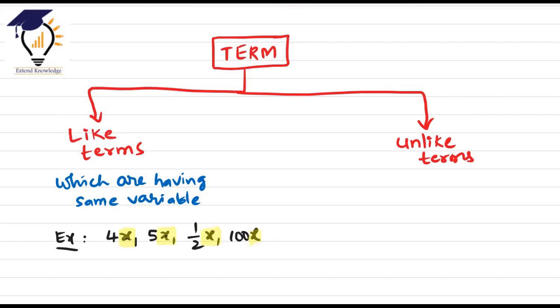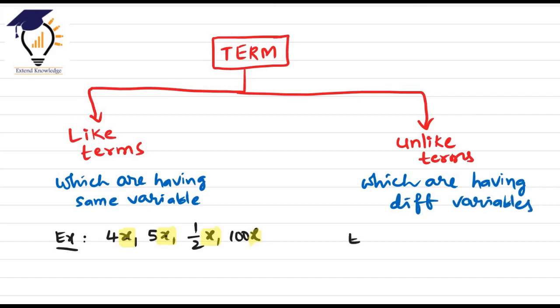Then what about unlike terms? Those which have different variables, where there is no common variable. I'll put one example: 7x, 3y, 4k, 8b. Let's observe the variables: x, y, k, b. All have different variables, right? So these are called unlike terms. As we have seen, like terms have the same variable and unlike terms have different variables.